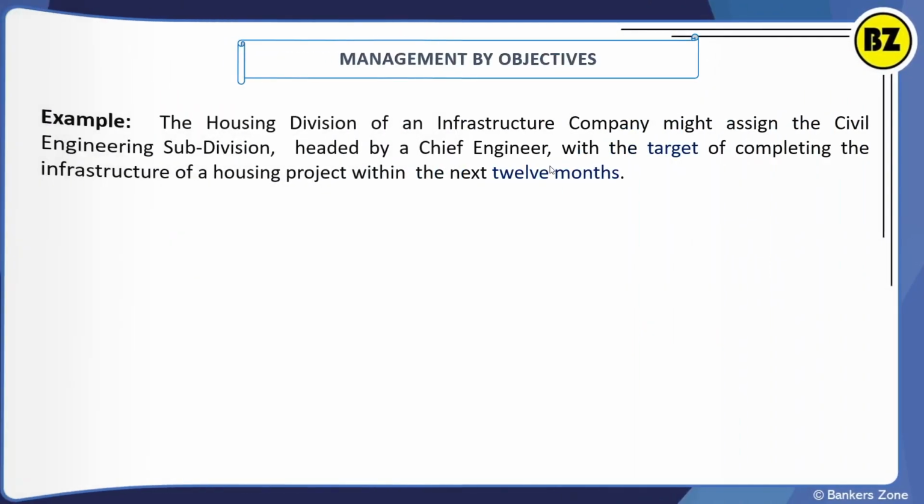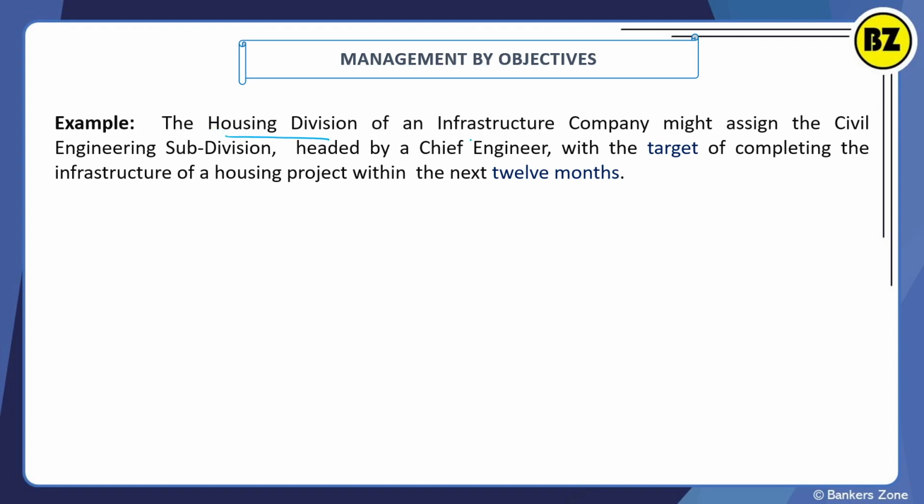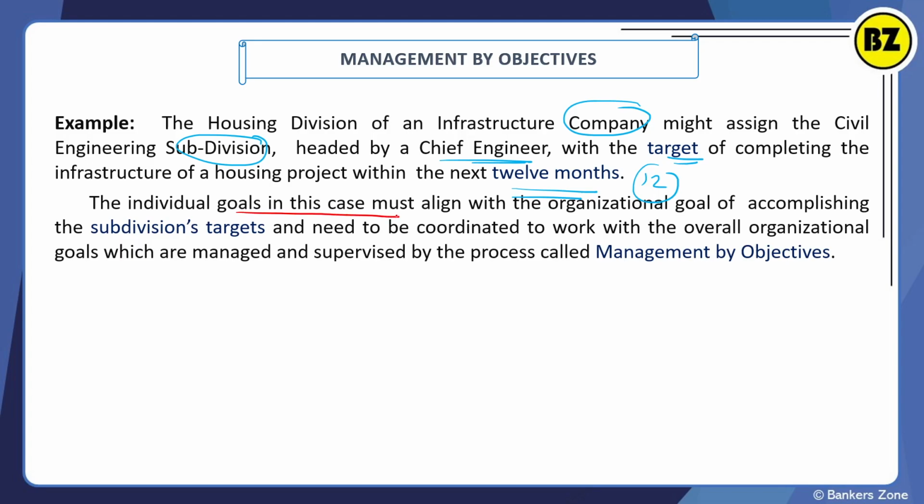Now see, through an example you will get better clarity. Suppose the housing division of an infrastructure company might assign the civil engineer subdivision, headed by the chief engineer, the target of completing the infrastructure of a housing project within the next 12 months. So simply there is one company and one subdivision, the civil engineer subdivision, and the head of that division is the chief engineer. The company has given the target that you complete the project within 12 months. Now see here, the individual goal in this case must align with the organizational goal to accomplish the subdivision's target. Whatever goal is given to the chief engineer must be in line with the goal of the company.